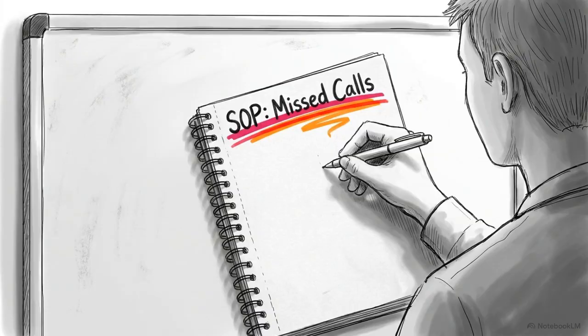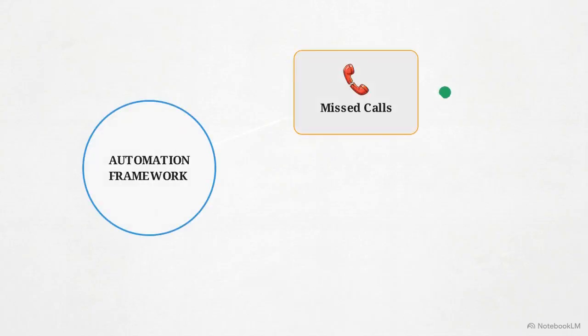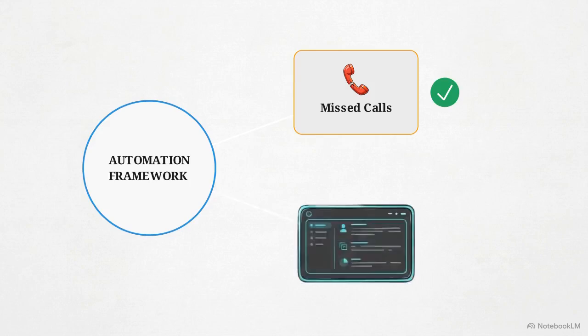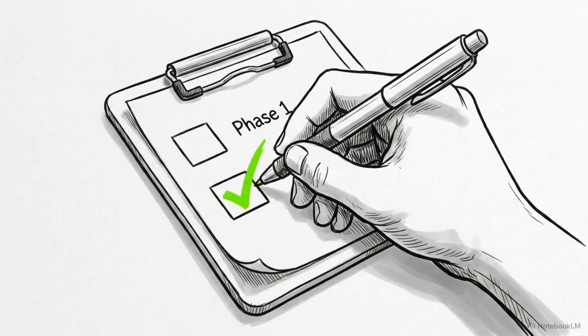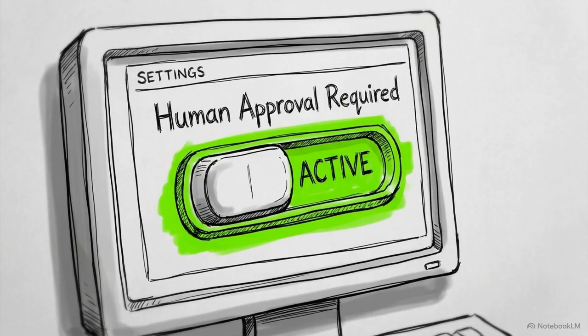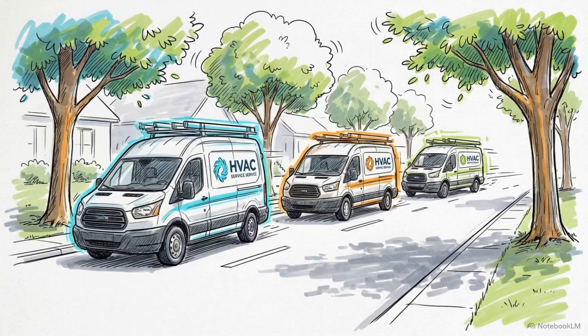Once it consistently recovers leads, document the process for your staff, and then apply this exact framework to your next operational problem, following up on aging estimates. By starting small, applying strict guardrails, and measuring the results, you upgrade your company's operating speed and build a practical advantage in a highly competitive market.